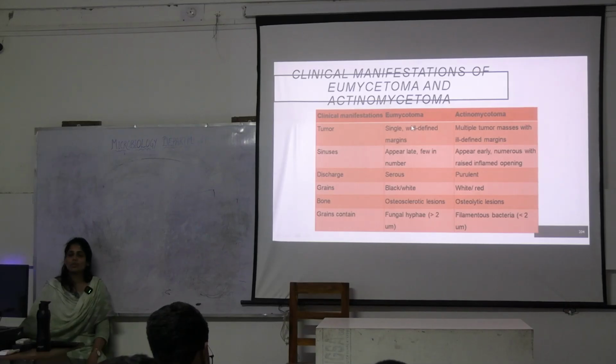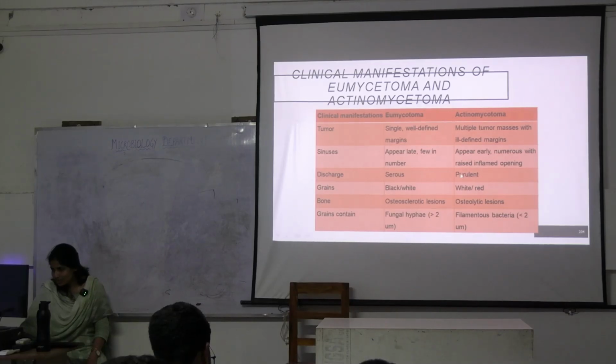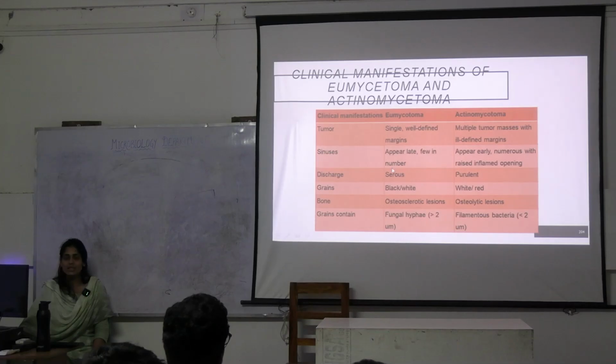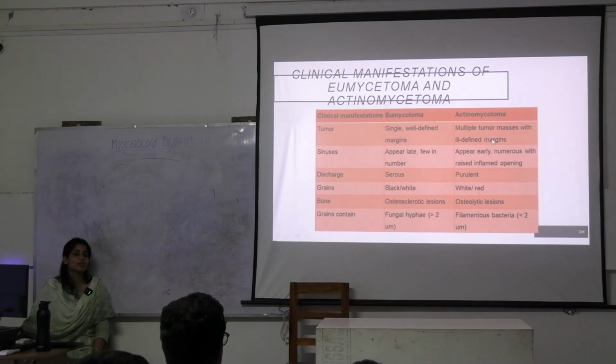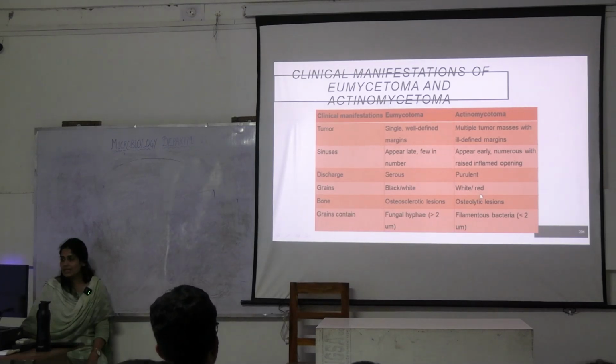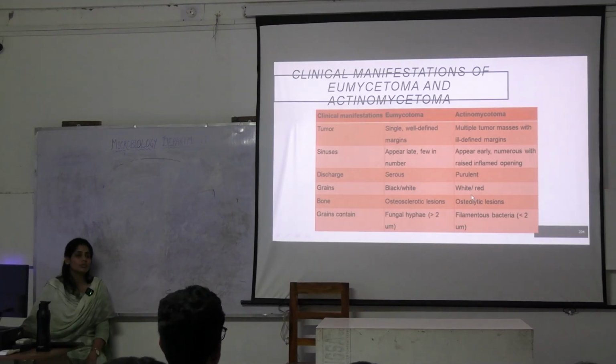How will you differentiate between fungal and bacterial mycetoma? Can you see this mycetoma is purulent because this is bacterial, and over here it is serous. It will have a single well-defined margin, whereas it will have multiple tumor masses with ill-defined margin. This is bacterial, okay? And fungal will cause osteosclerotic lesions, whereas bacterial mycetoma will be osteolytic.